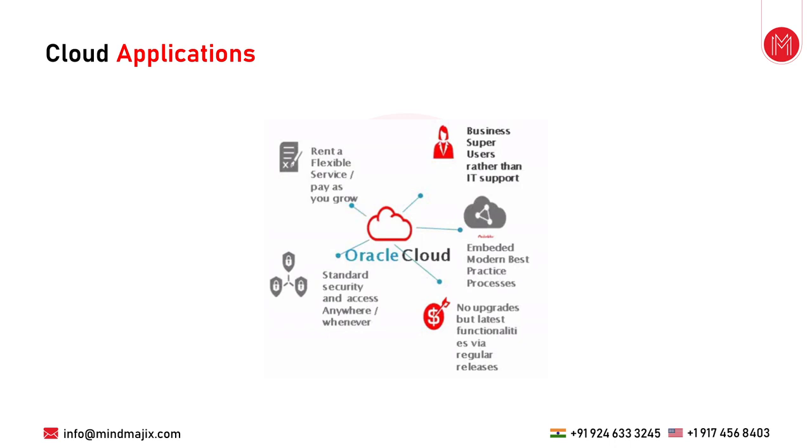The third important point is business super user rather than IT support. If we are not on the cloud application, we will have a complete IT team handling all of the issues and queries. When we talk about the cloud application, we can provide super user access to some persons only, and they can manage or solve the queries. So this is also an IT team reduction. The team will be smaller compared to the on-premise application or other applications.